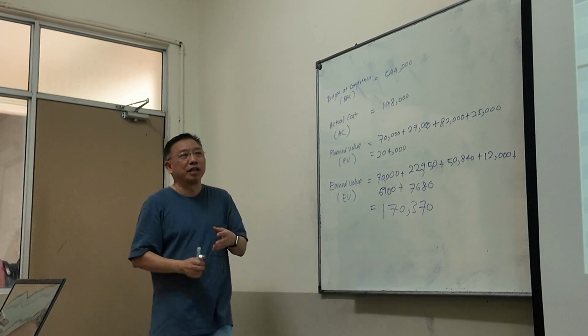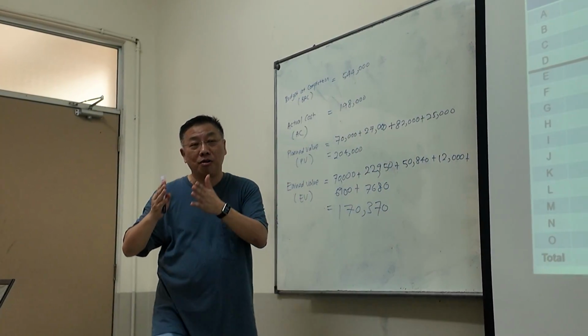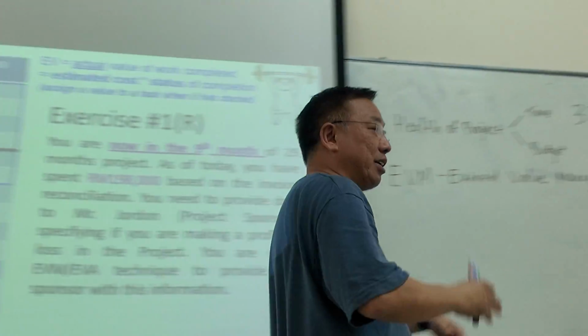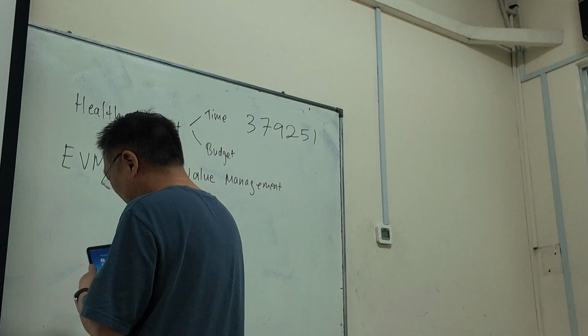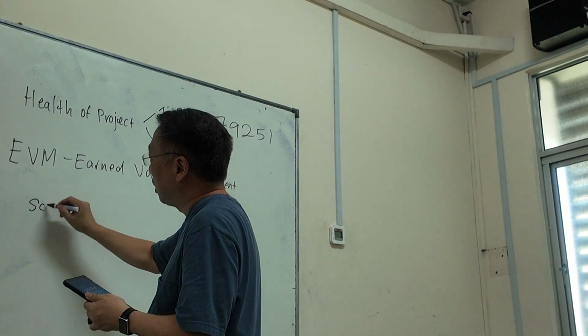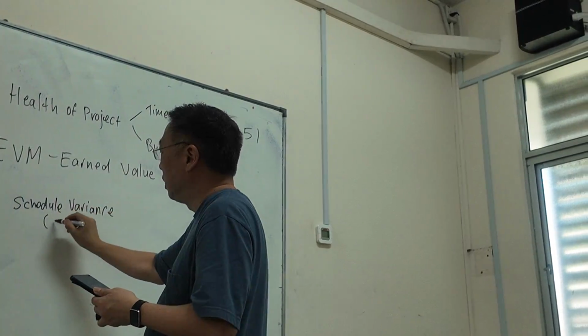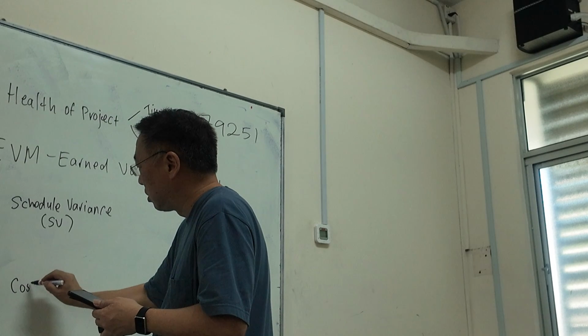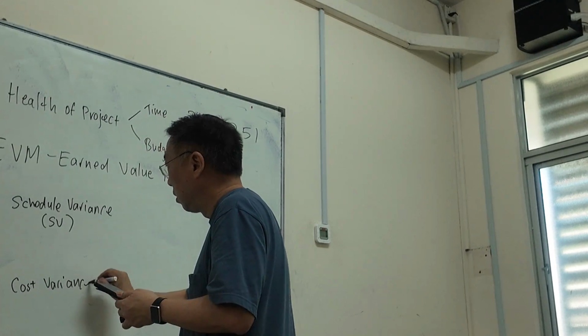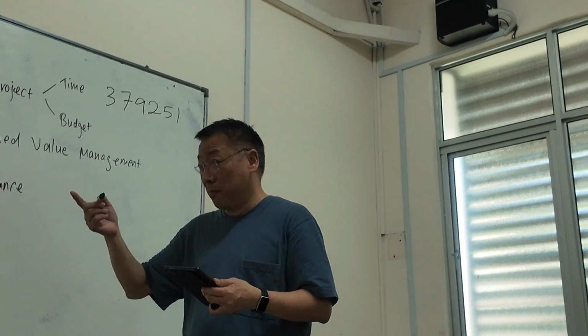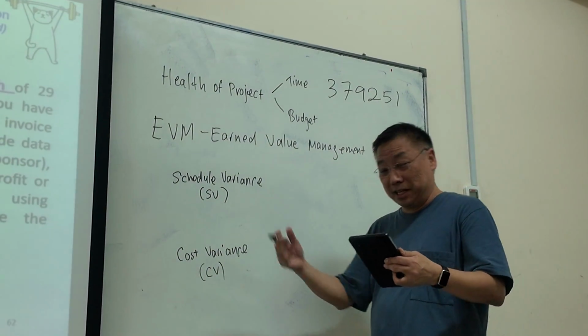Now we can check whether our project is on budget or over budget, on time or behind time. Let me give you the formula. So let me bring up my notes. There are two formulas. One is called schedule variance, SV, and one is called cost variance, which is CV. The way I remember is schedule means time, cost means money, right?